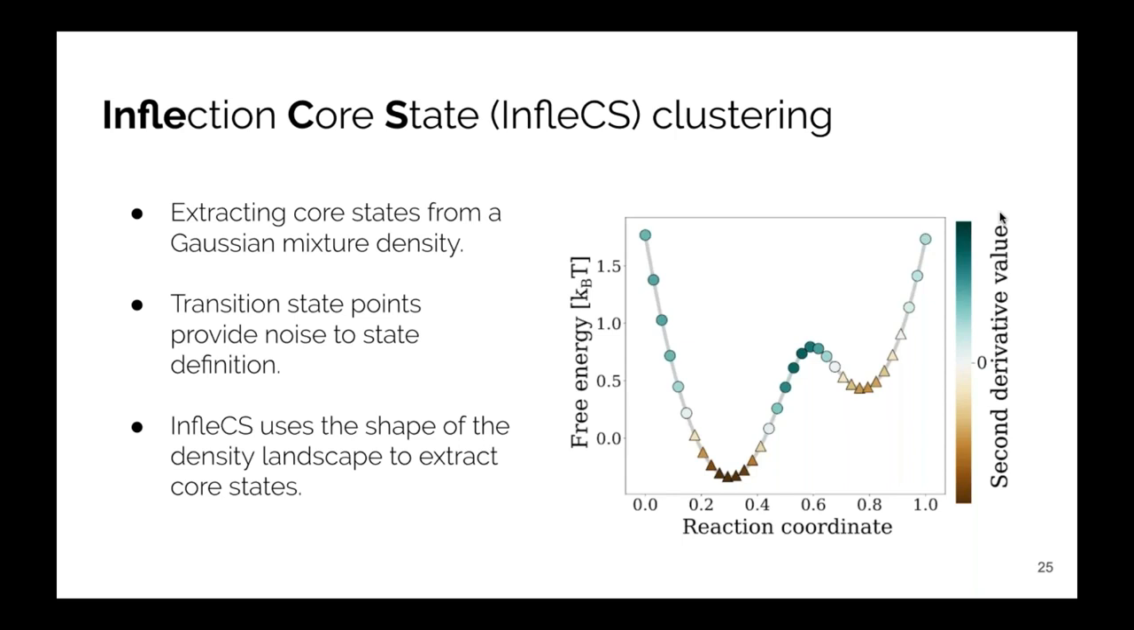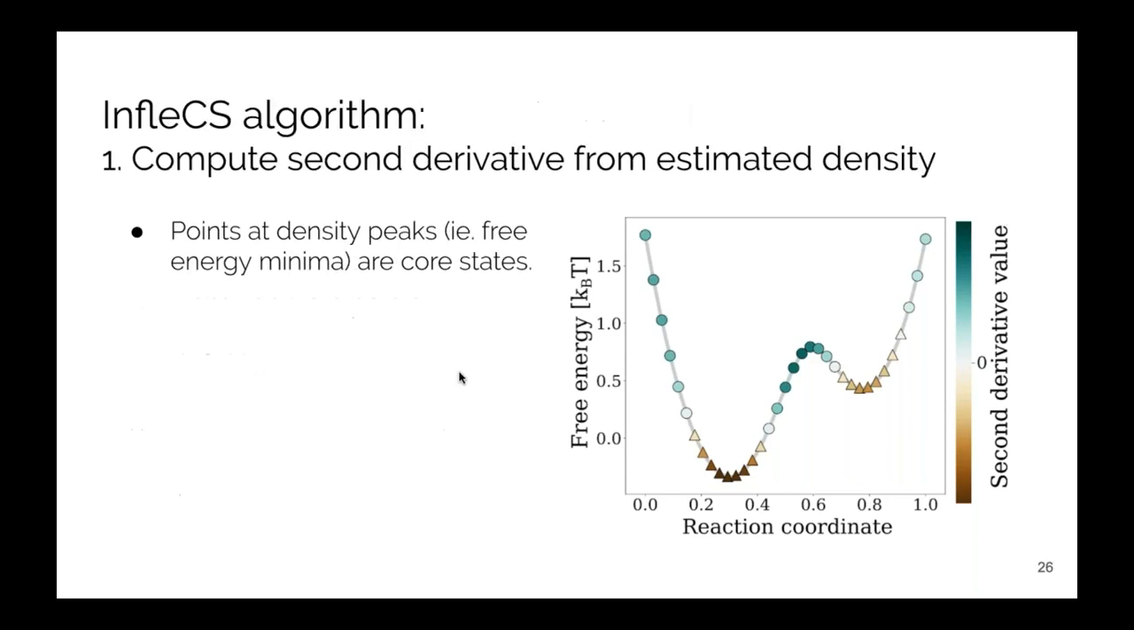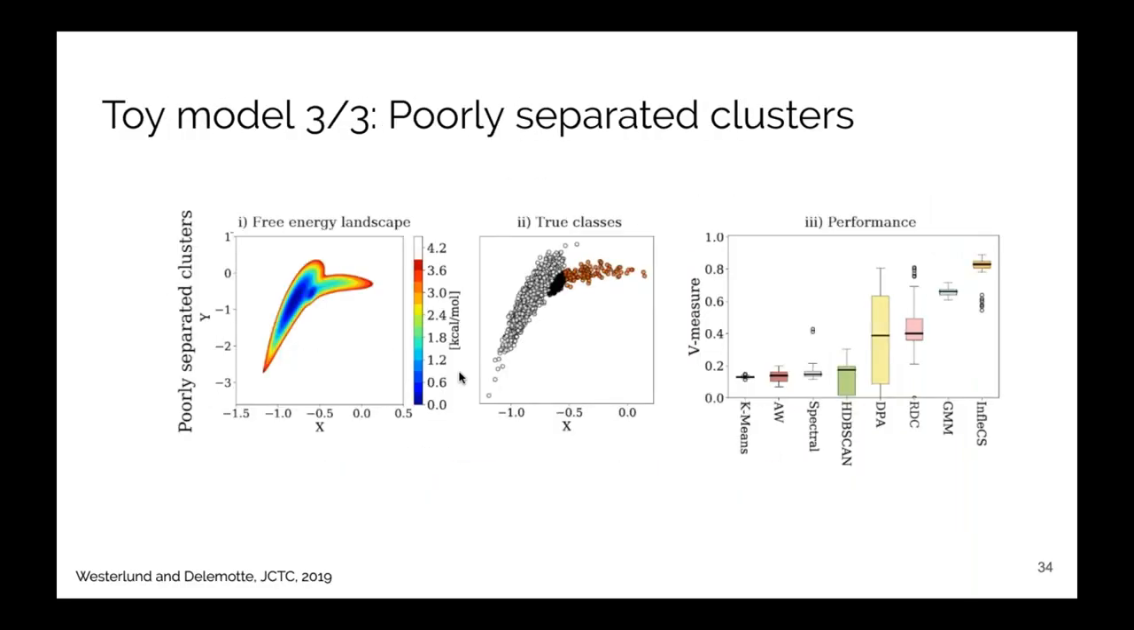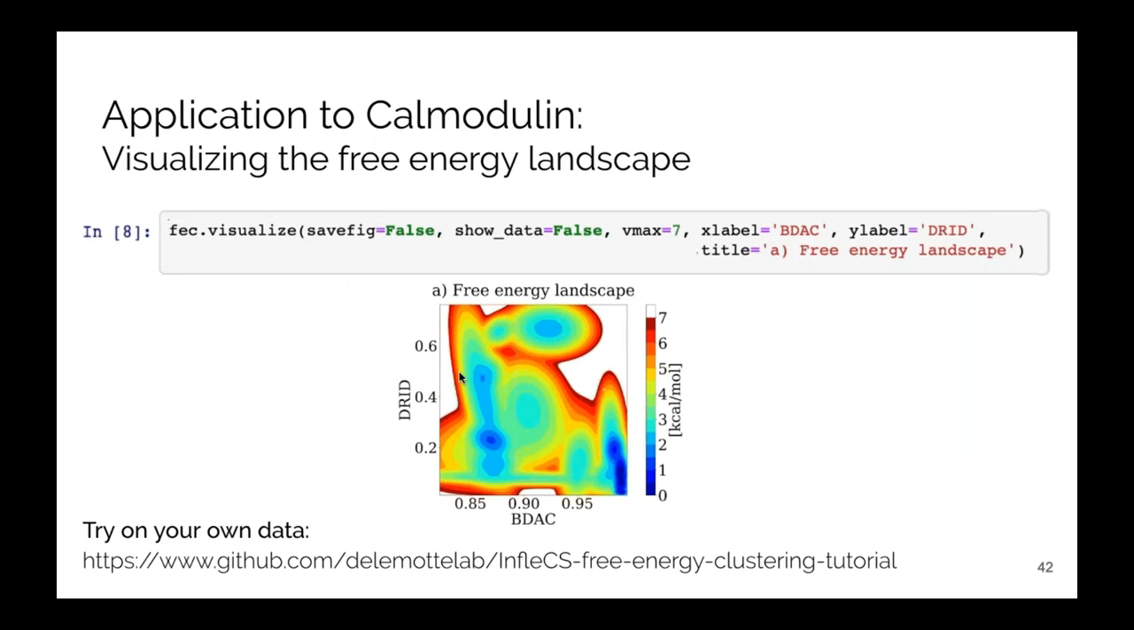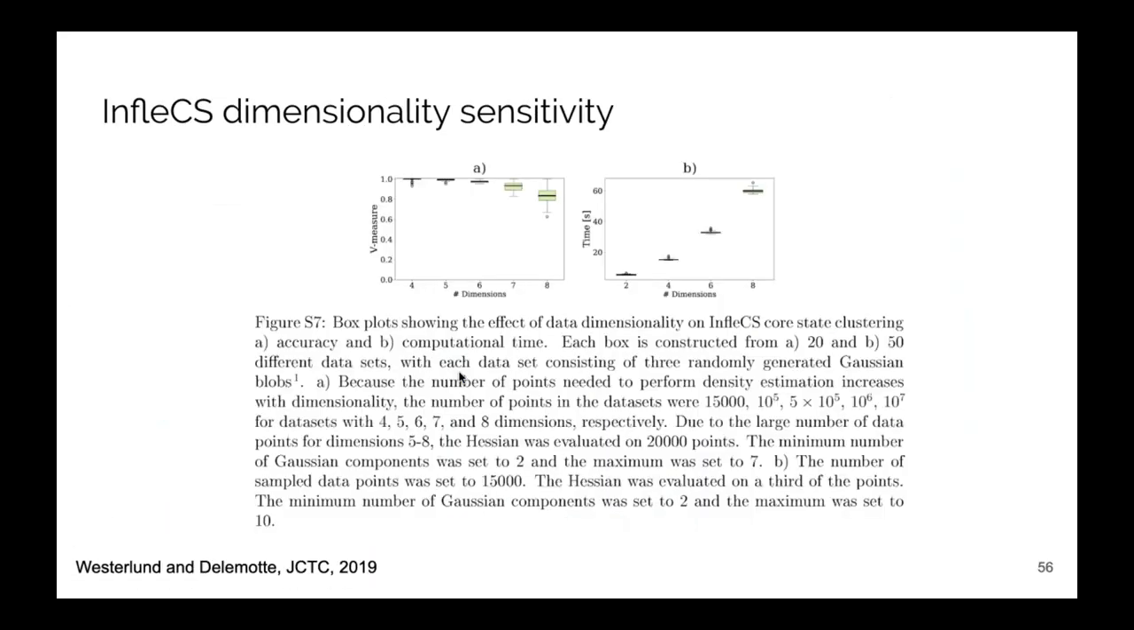Hey, I'm curious if you can use this Gaussian mixture model in a higher dimensional space, like 5 collective variables instead of 2. And related to that, you just mentioned this, have you looked at how the choice of your collective variable affects the ability of InfleCS to cluster the data effectively? And can you use something like TICA and use a couple of the components from TICA to perform the clustering, to minimize the decisions you have to make?